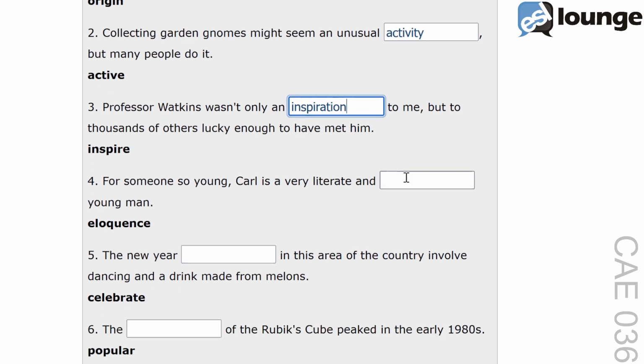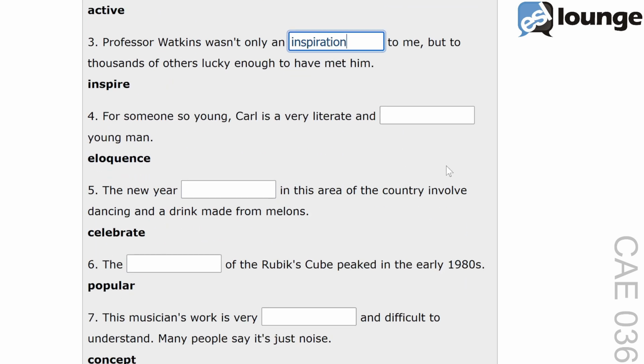Here's question 4. For someone so young, Carl is a very literate and blank young man. The base word is eloquence. The correct form here is eloquent. Eloquent is an adjective used to describe someone who is fluent and persuasive in speaking or writing. It implies clarity, expressiveness, and effective communication skills. For example, despite his age, Samuel gave an eloquent speech that impressed everyone in the audience.